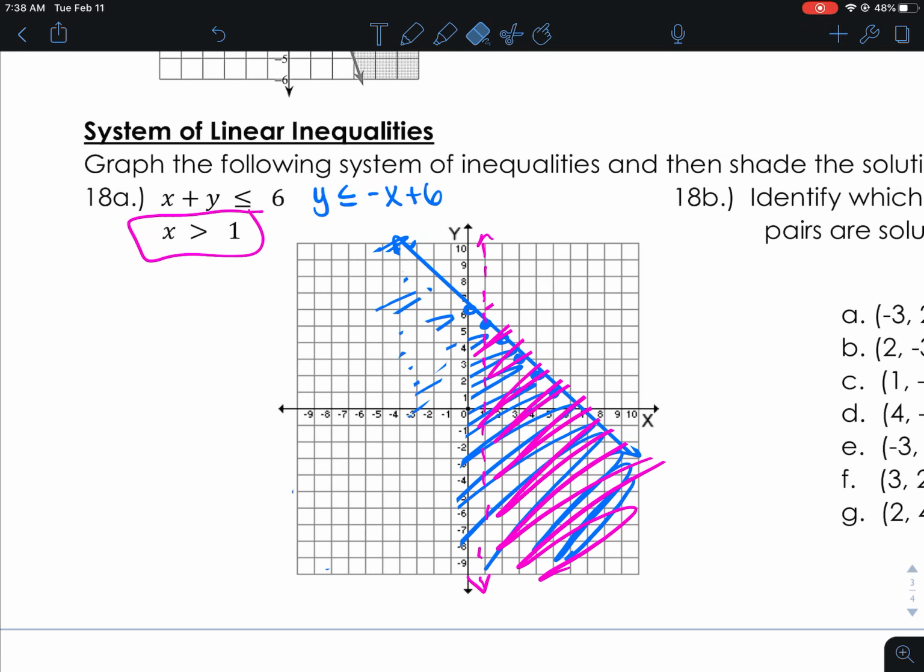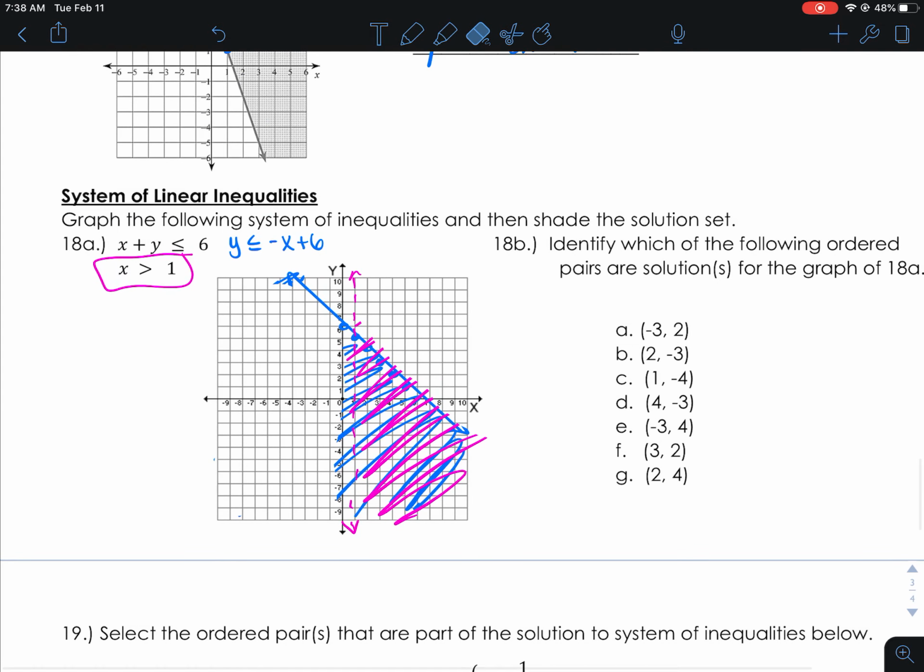There it is. So it's just that region there. And I'm not going to get super close in, but the little bit to the left is shaded, which isn't true.